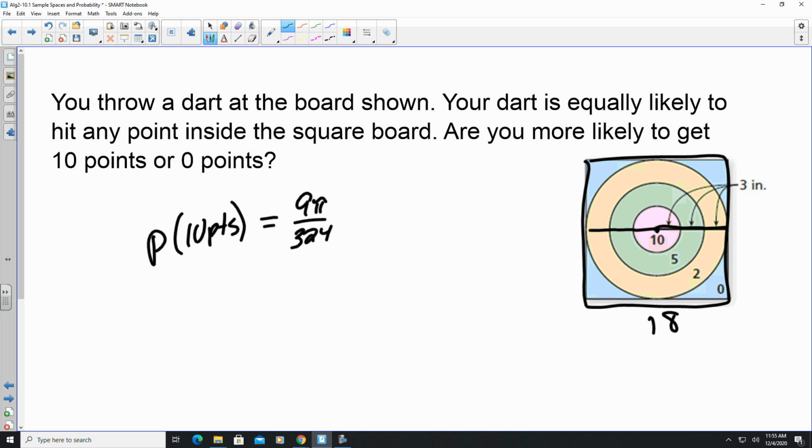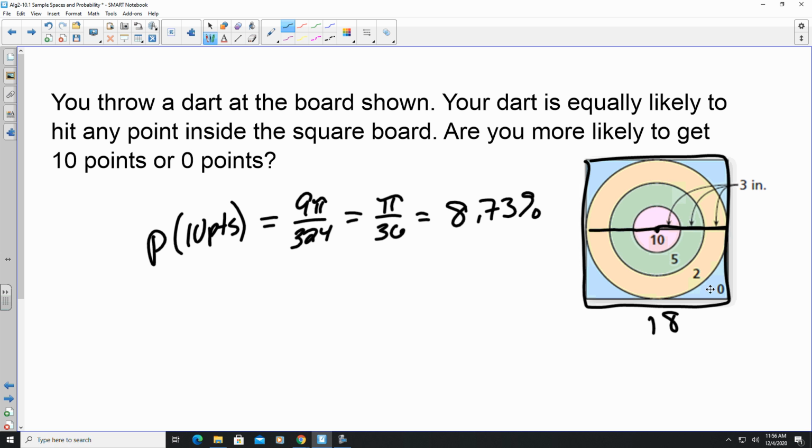All right. So if you do some simplifying, this is going to be pi over 36. And if you just use 3.14 for pi to get a percentage, it is about 8.73%. Okay, so that is the probability of you getting 10 points.